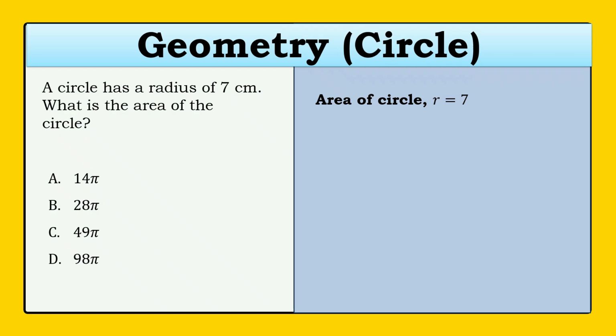What is the formula? How to find the area of a circle? Alright, area is equal to pi radius squared. Then let's plug in the radius into the formula. So we have here area is equal to pi times 7 raised to the exponent of 2. And let's simplify. Area is equal to 49 pi. And this is letter C.